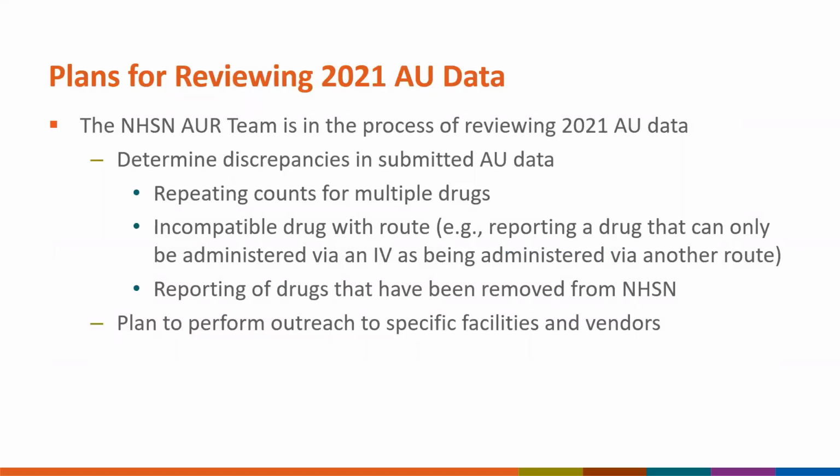Thanks, Amy. Hi, everyone. My name is Virgie Fields, and I'm a public health analyst with the NHSN AUR team. The NHSN AUR team is in the process of reviewing 2021 AU data. We have determined some discrepancies in the AU data that have been submitted. These include repeating counts for multiple drugs, incompatible drug with route, for example, reporting a drug that can only be administered via the IV route, but it was reported as being administered via another route. And then reporting of drugs that have been removed from NHSN. We plan to do a deeper dive into these discrepancies and will perform outreach to specific facilities and vendors. Next slide, please.